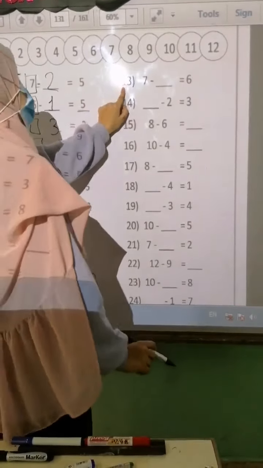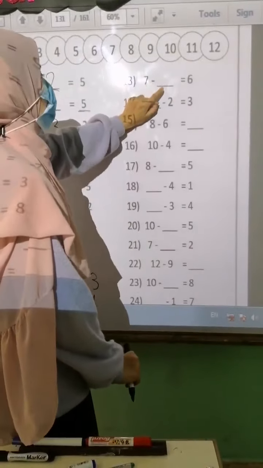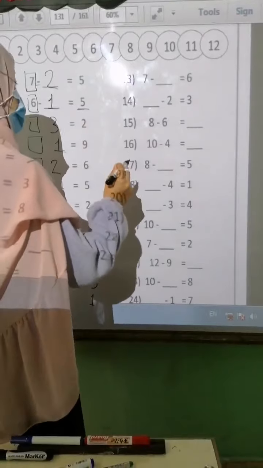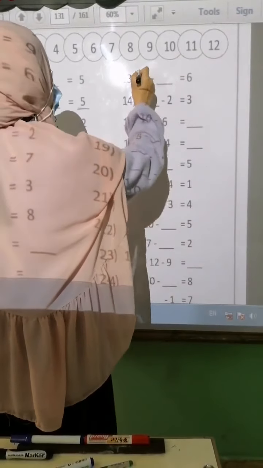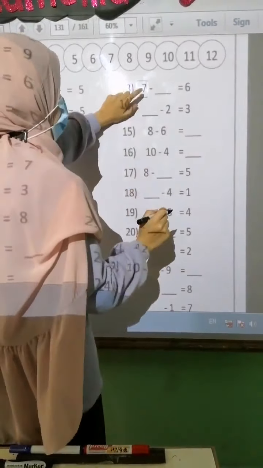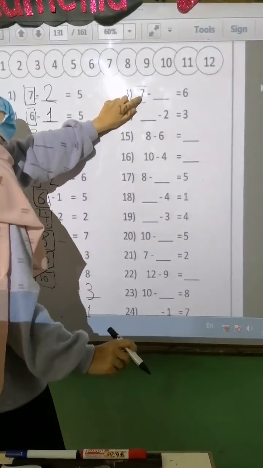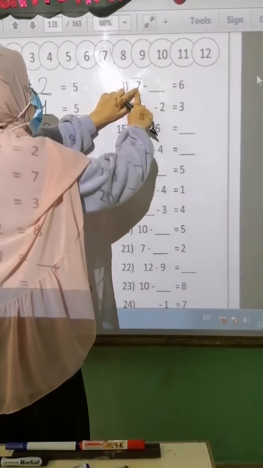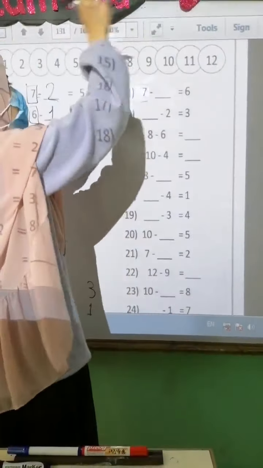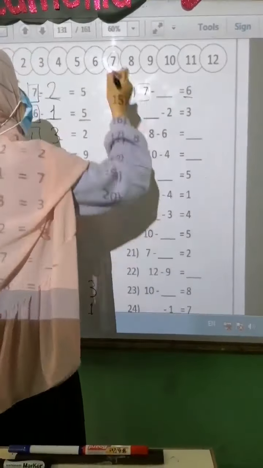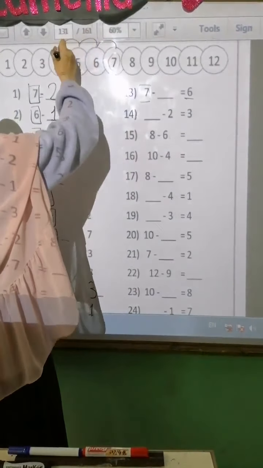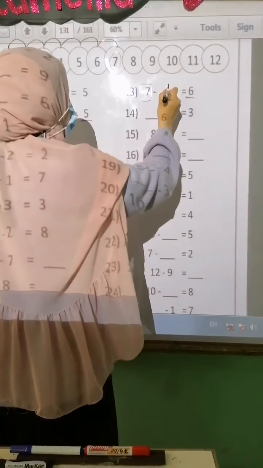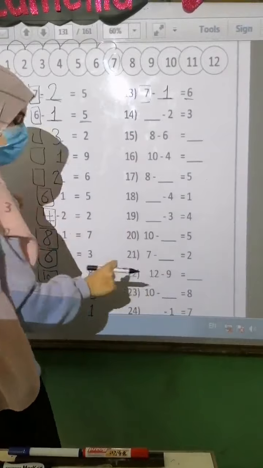Problem number 13. 7 minus missing number equals 6. In a subtraction problem, where is the greatest number? Always at the beginning. At the first. The rule tells us to circle the greatest number. Go backward. How many steps? 6 steps. 1, 2, 3, 4, 5, 6. The answer is 1. 7 minus 1 equals 6.